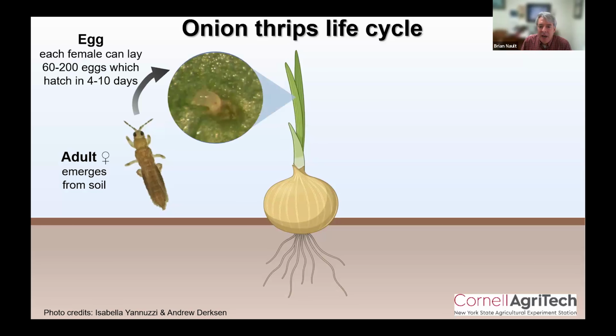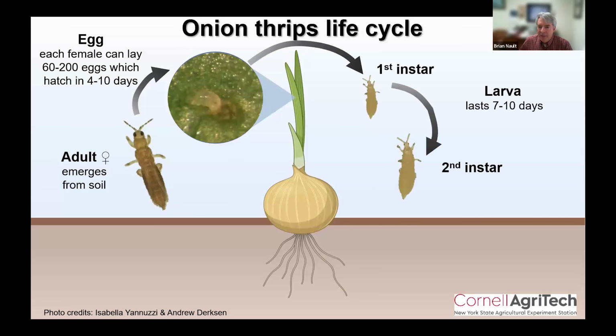They lay eggs in the onion plant, in the onion leaves, and each female can lay anywhere from 60 to 200 eggs, and they can hatch anywhere from 4 to 10 days, and that's all based on temperature, and I'm going to talk more about that in a minute. So the eggs are laid in the leaves, and then they hatch into larvae, and there are 2 instars in the larval stage, a first and a second instar, and that lasts about 7 to 10 days.